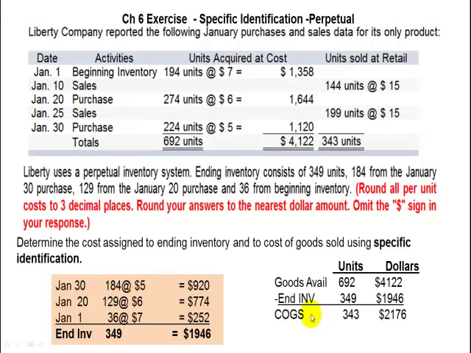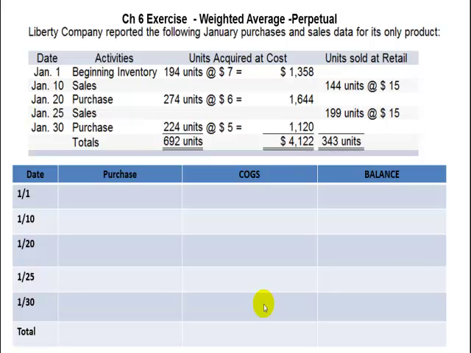A very, very important concept to understand is goods available minus ending inventory equals the cost of goods sold. You can also say that the ending inventory and the cost of goods sold together, both these added together, should equal goods available. So keep this idea in mind. It's very, very important. That's part one. Let's go on now to part two of the problem.